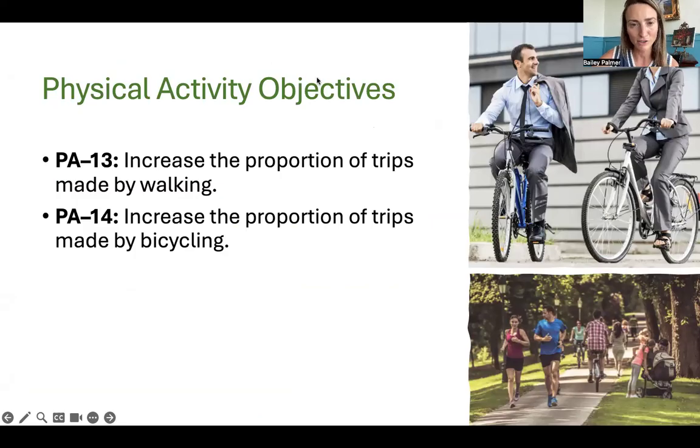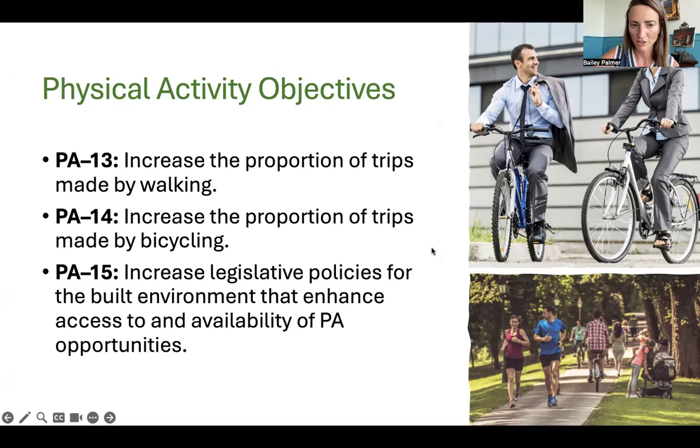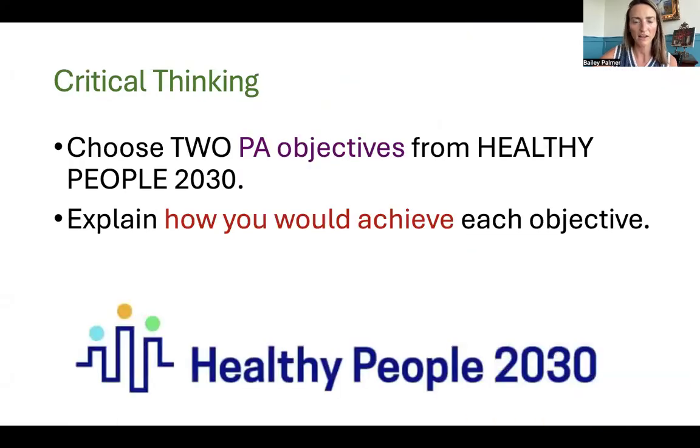Obviously, you have to have the infrastructure in your community and city in order to walk or bike to school. But again, all these other organizations are working on trying to expand these trails and spaces for people, bike lanes. And then again, that's where that built environment comes in to enhance physical activity levels. And so these are all objectives that Healthy People 2030 has.